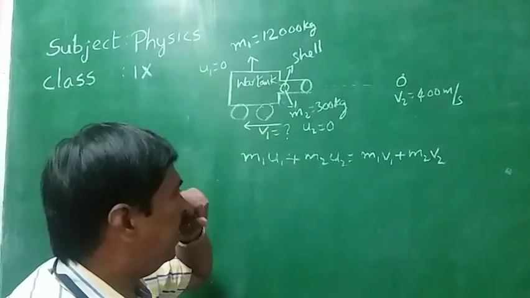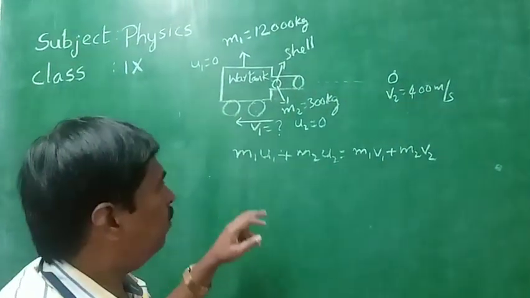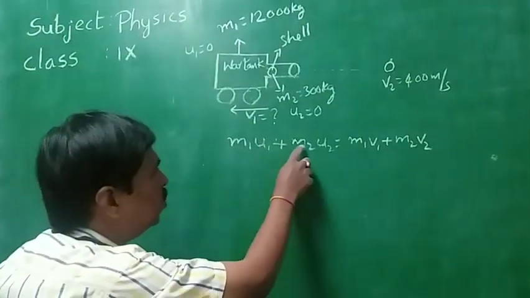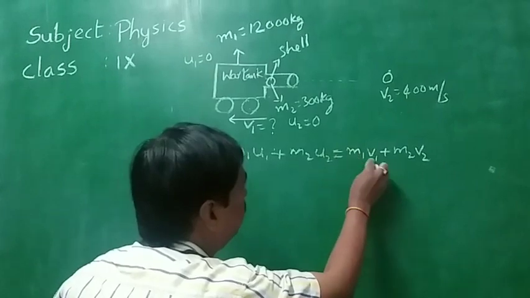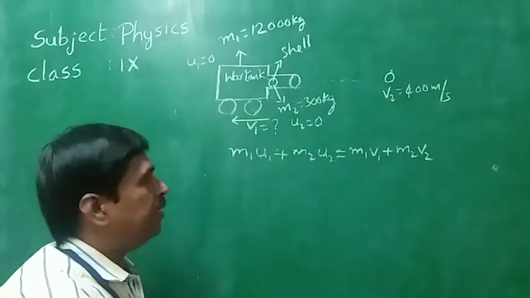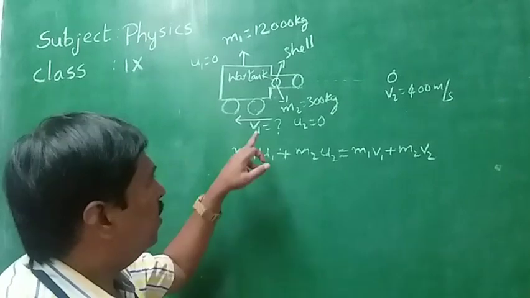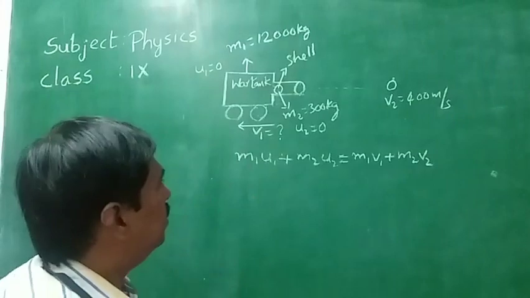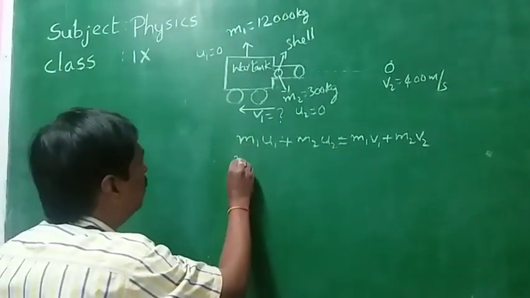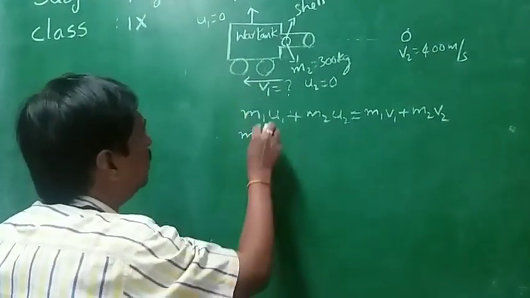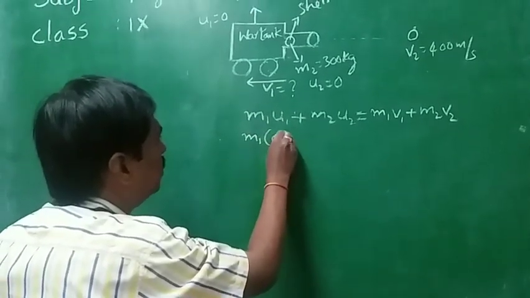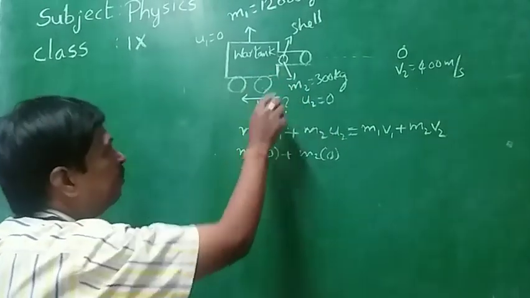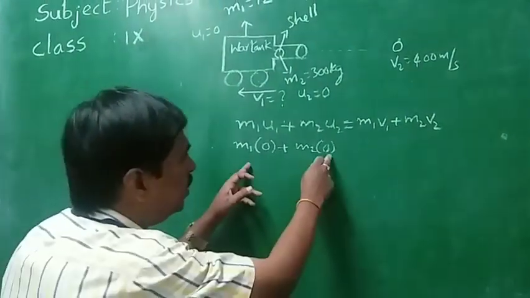This is solved by the conservation of momentum. The momentum before collision is equal to the momentum after collision. So m1u1 plus m2u2 is equal to m1v1 plus m2v2. Based on this formula, we can find the velocity of the water tank after the shell is shot out. If you put in the values, m1 is 12,000 kg. Put m1 as it is, u1 is 0, and m2 as it is. Initially they are at rest, so u2 is 0.